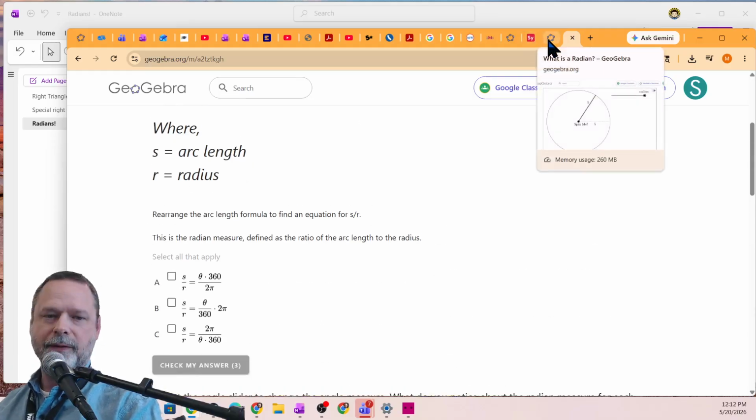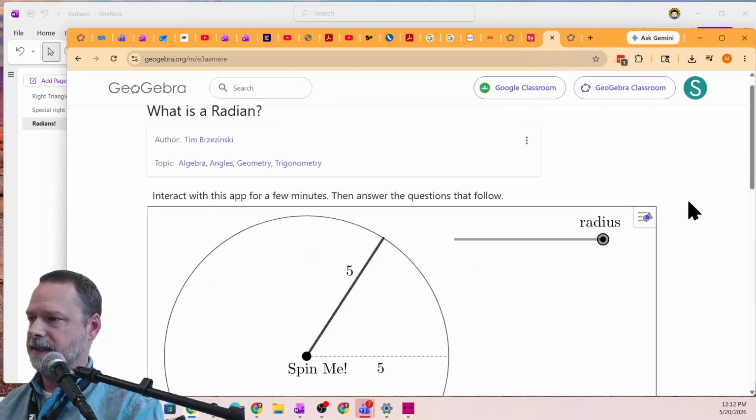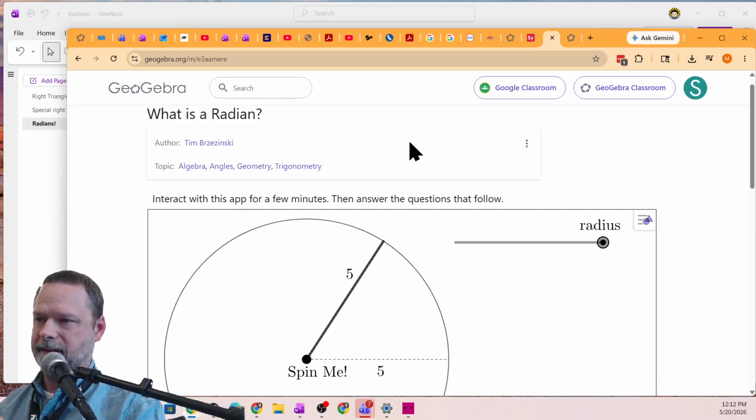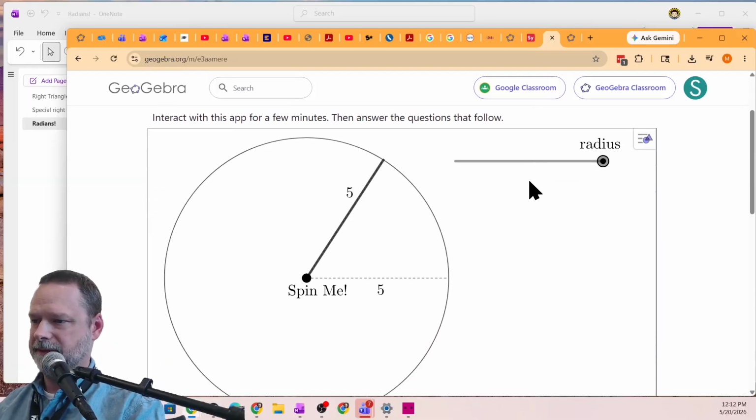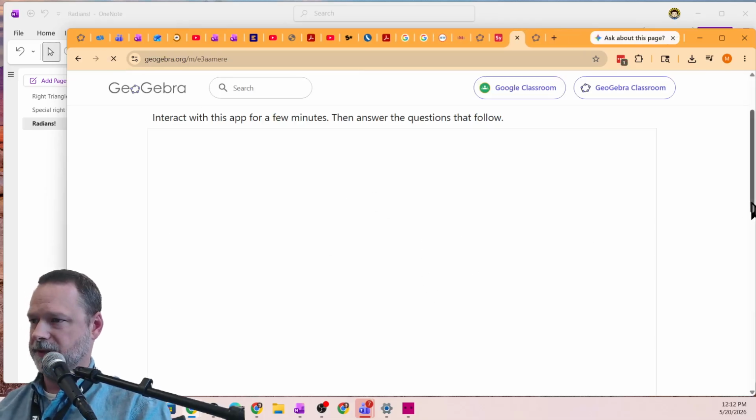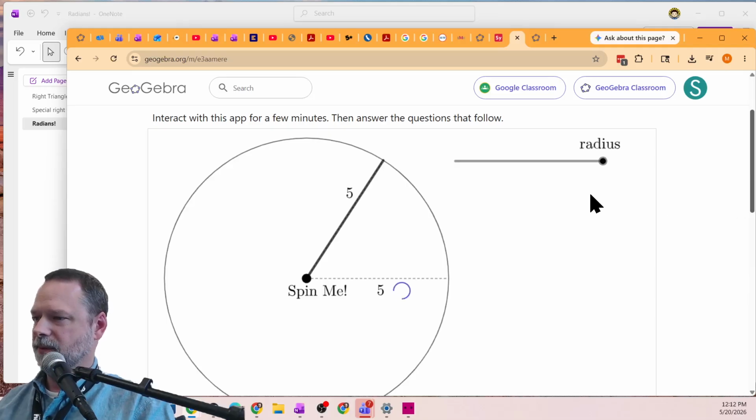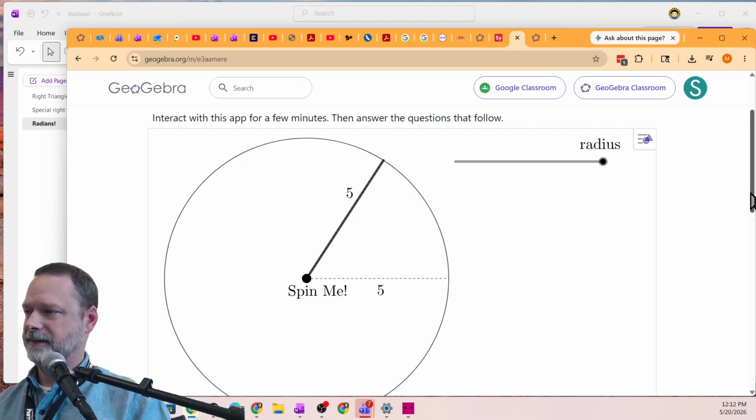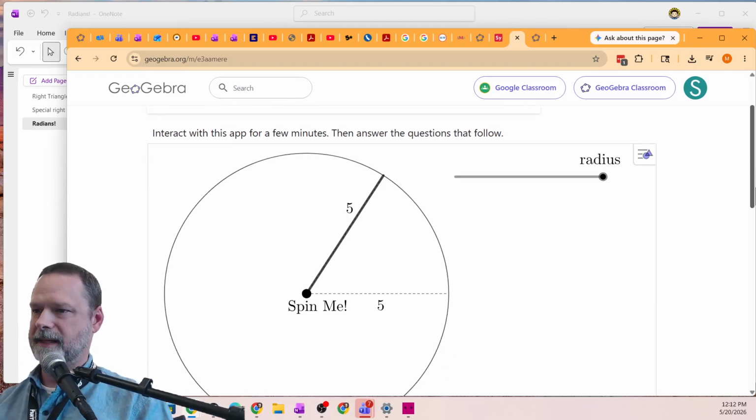Now, one more, too, and this is by a guy who makes tons of stuff. So I know he definitely made this. Tim something. He makes great stuff on GeoGebra, really useful applets and things for teaching, for learning. So if you're bored and you want to look at his stuff, it's great. So this is his definition here that he made.